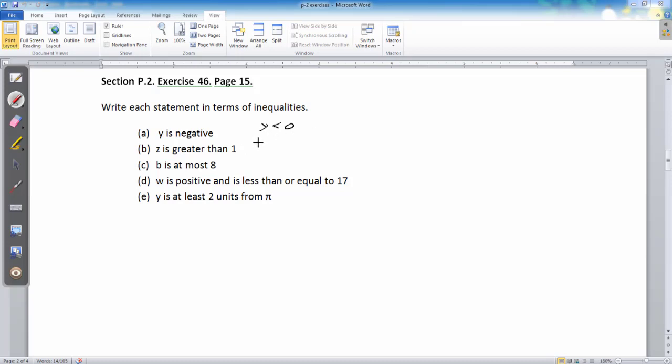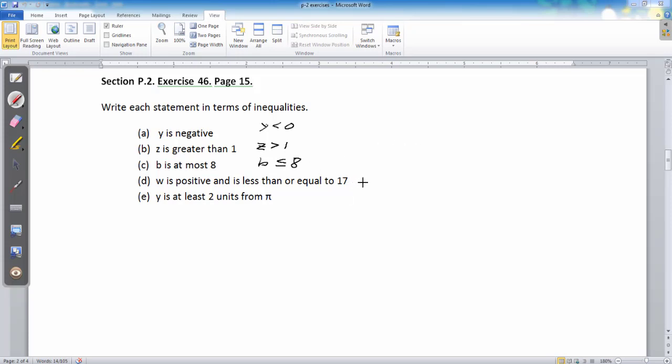Part B, z is greater than 1. Well, that's about as on the nose as you can get, because we actually have an inequality for greater than. So z is greater than 1. B is at most 8. If you think about what at most means, it means it can't be more than, but it can equal. So if you can't be more than something, you have to be less than or equal.